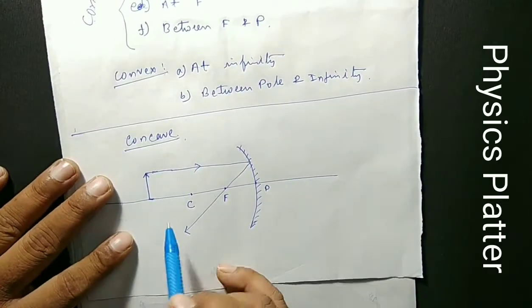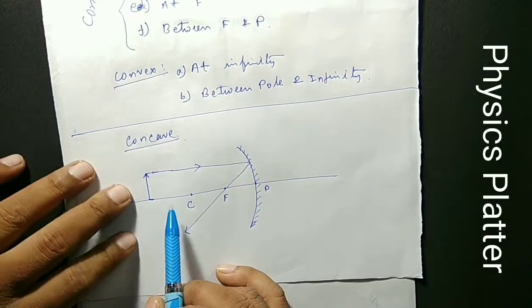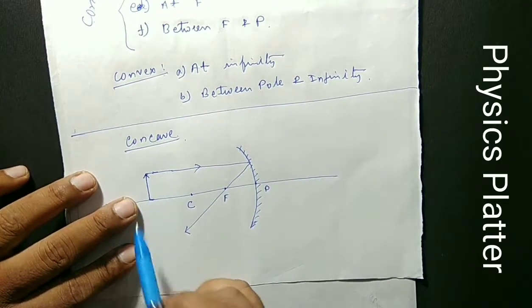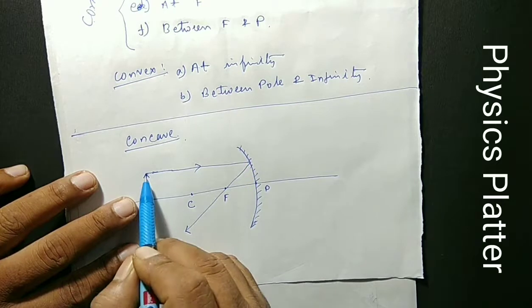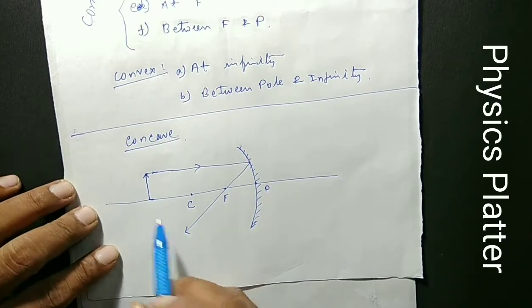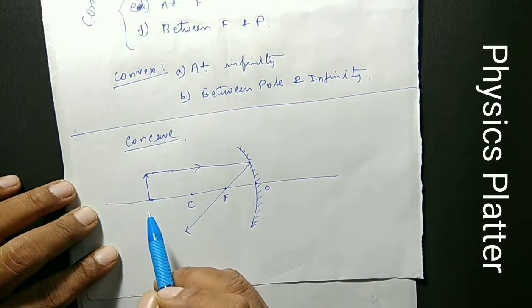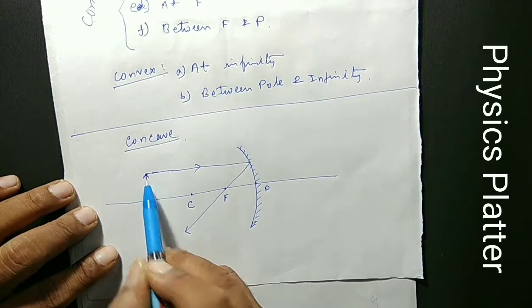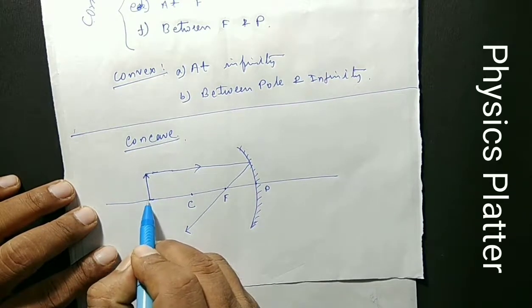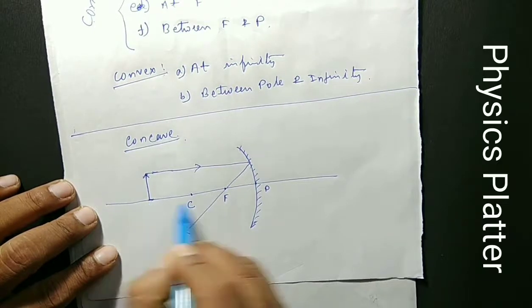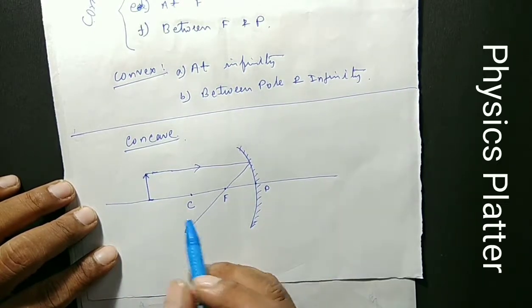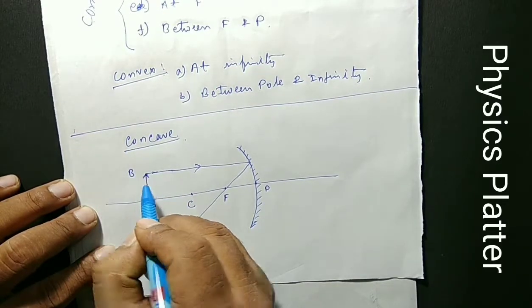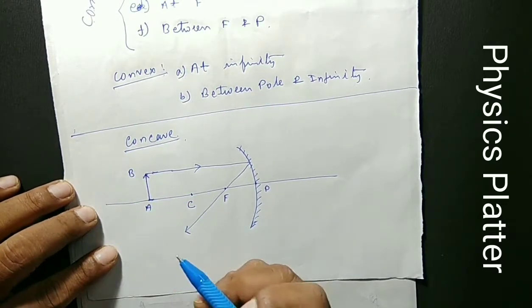Before that, I must tell you that in this video we will talk only about the image formation by extended objects, and this is how you draw the object, where the arrow represents the head and the tail of the object is at the principal axis. If I name it A, B, B is the head, A is the tail of the object.